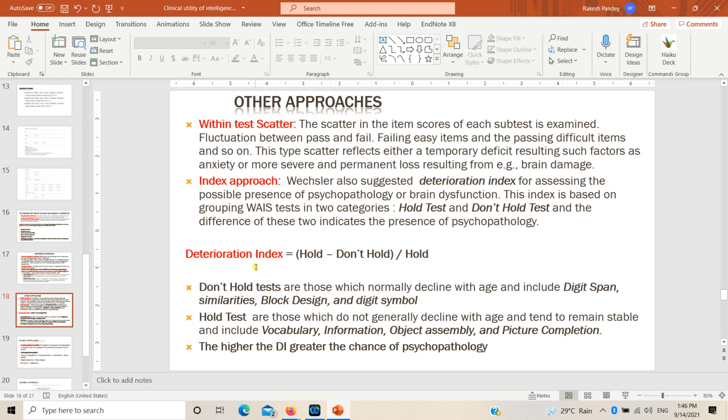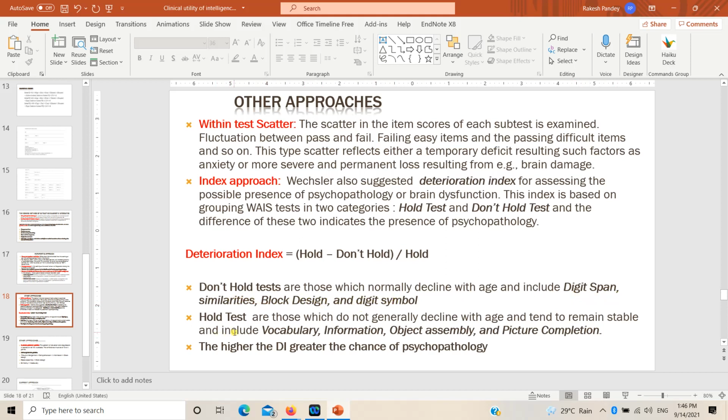And he classified the subtests of his intelligence test into two categories: don't hold tests and hold tests. Don't hold tests means those tests which are not stable, which do not hold their level; they normally show decline with age. And these tests include digit span, similarities, block design, and digit symbol.